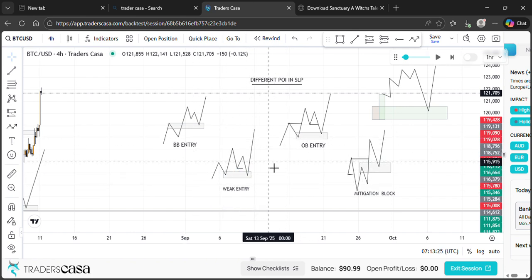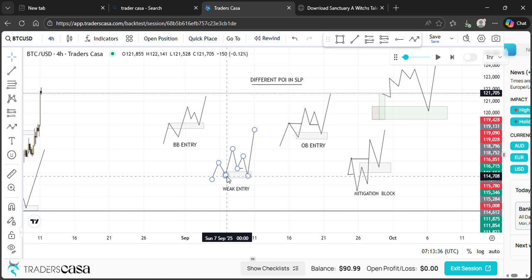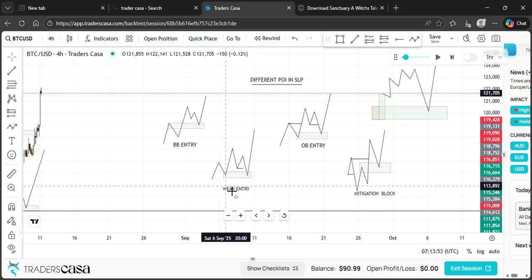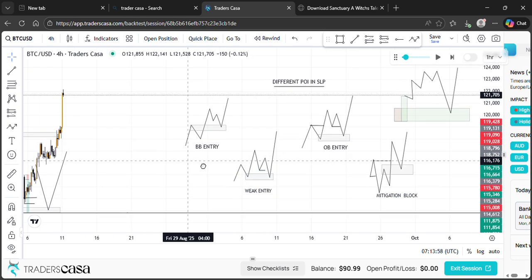So we get to go to the next one, which is the weak entry. Most people don't know about this entry, but this entry is the wicks that form from the order block. I don't know if you understand what I'm saying. It's those wicks that form from the order block. Some also call it rejection entry. Those rejections that form from the order block are our POI. That's a valid POI most of the time.